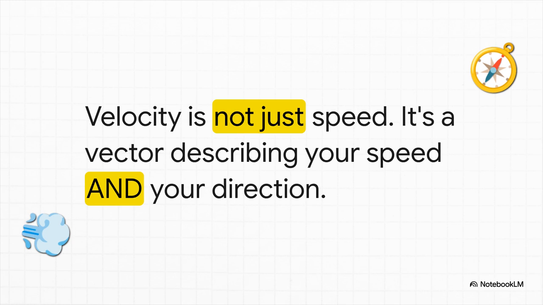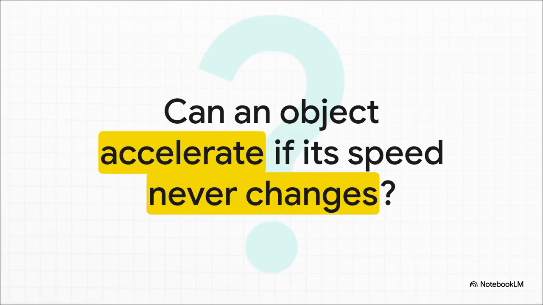Your car's speedometer, that tells you your speed. It's just a number. But your velocity is a vector. It's 60 miles per hour heading north. So get this, if you change your speed or you just turn the steering wheel, you have officially changed your velocity vector. Just let that sink in for a second.